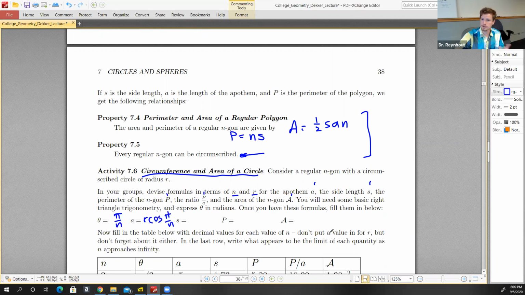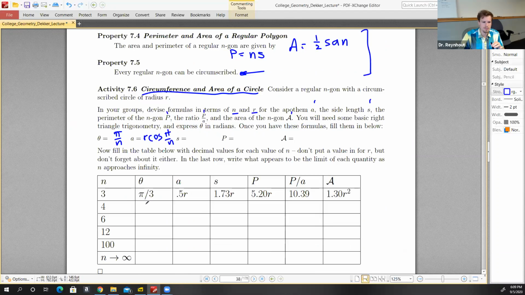Okay, I'll let you fill those in using the same concepts as we just did to find the length of the apothem. Once you have those formulas, you'll be able to check them using this line that's already been filled out. Okay, so we want to fill out this table. n gives the number of sides for our regular polygon, and we just want to fill in what the angle measure is, what the length of the apothem is, the length of the side, the perimeter, the ratio, and the area.